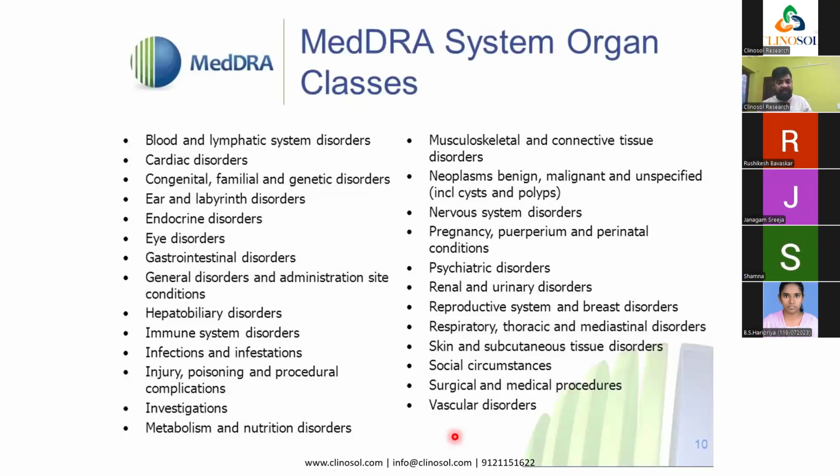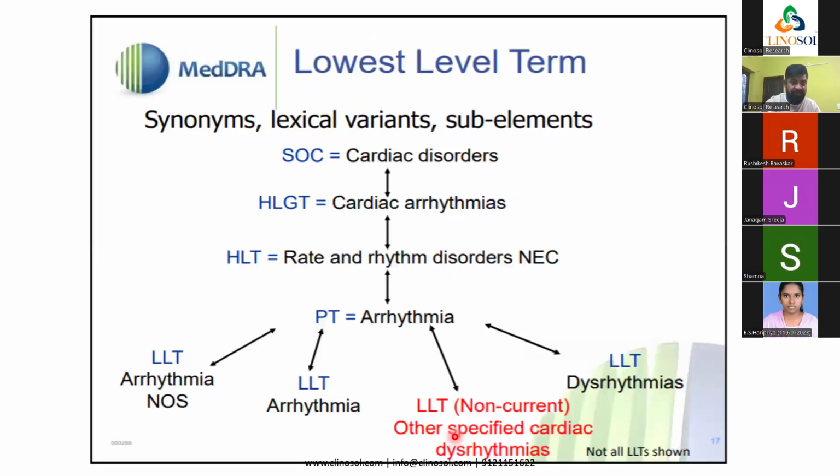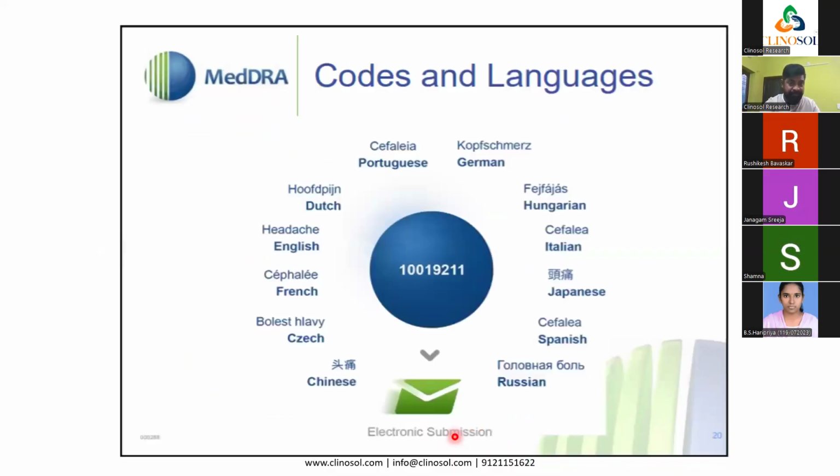These are the classifications of SOC. 27 SOCs are there. For each SOC we have to understand which adverse event goes into which of these particular SOCs. Now, one more example: cardiac disorders, cardiac arrhythmias, rate and rhythm disorders NEC, and then the PT is arrhythmia. And LLTs have 4 or 5, from which you have to pick one.